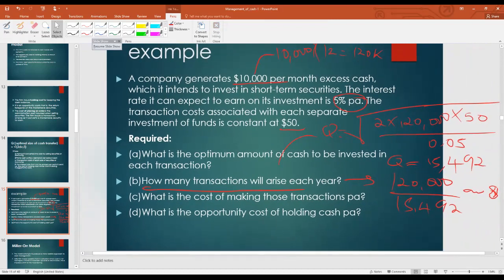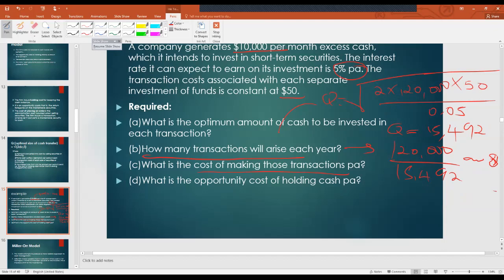Next question being asked is to get the cost of making these transactions. You make roughly 8 transactions a year, and the cost per transaction is $50. Therefore, the cost will be equal to 8 times $50, and you pay a fee of $400. Because it's the number of transactions, which is 8, multiplied by the cost per transaction, which is 50. Simple as that.